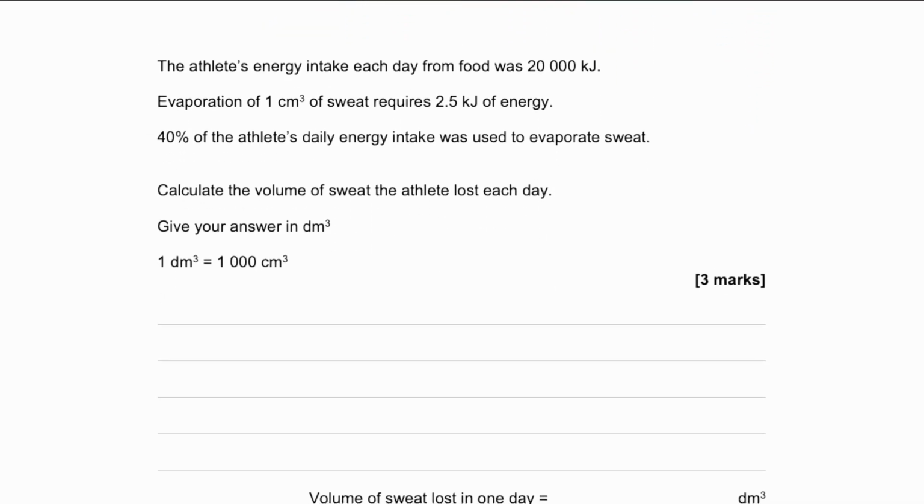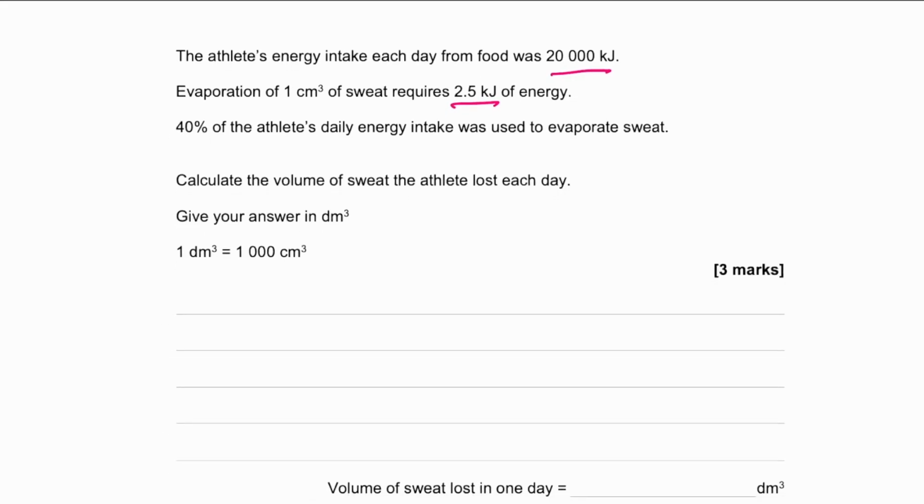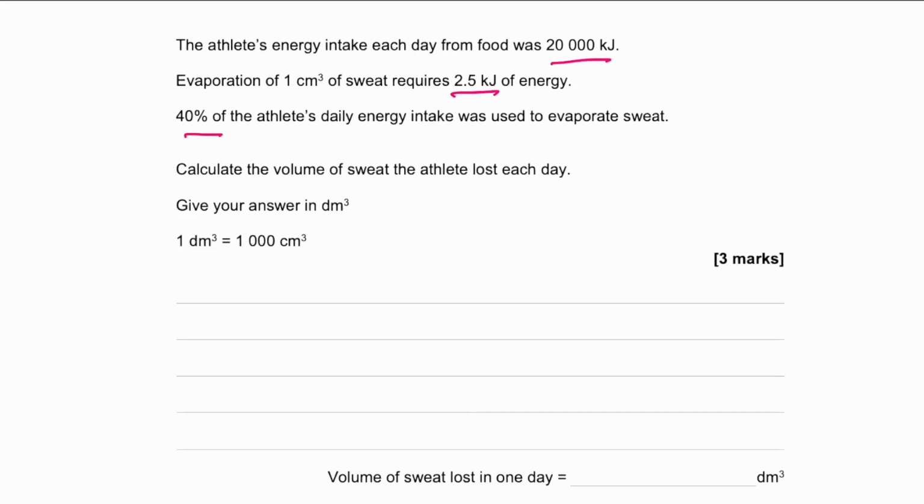The athlete's energy intake each day from food was 20,000 kilojoules. The evaporation of 1 centimeter cubed of sweat requires 2.5 kilojoules of energy. 40% of the athlete's daily energy intake was used to evaporate sweat. And I'm just going to go through and underline all the keywords. I recommend you do this in your exam as well. Calculate the volume of sweat the athlete lost each day. Give your answer in dm cubed, and it's given us a nice handy conversion for dm cubed to centimeters cubed there. Okay, so let's work through this one together. It is a calculation question, so let's see how you guys do.